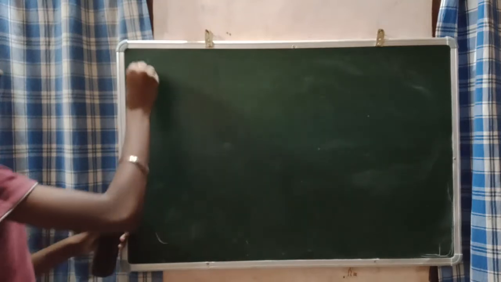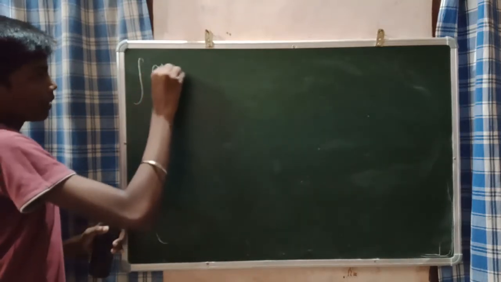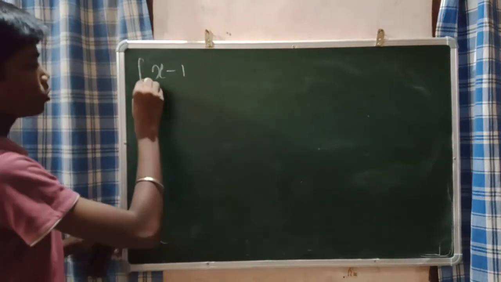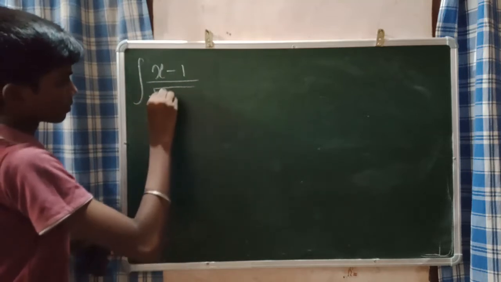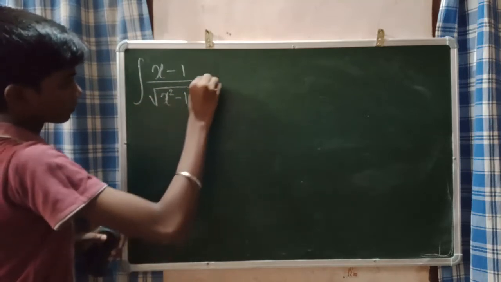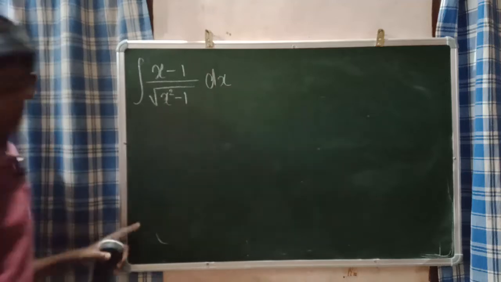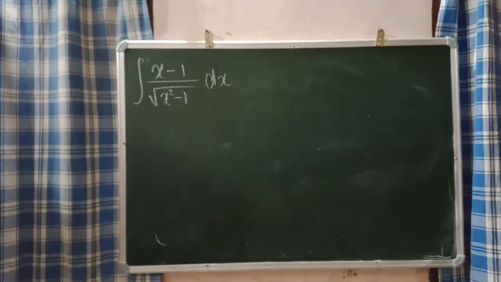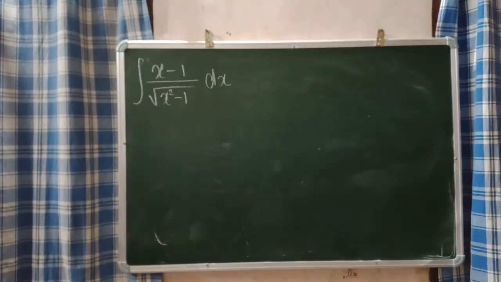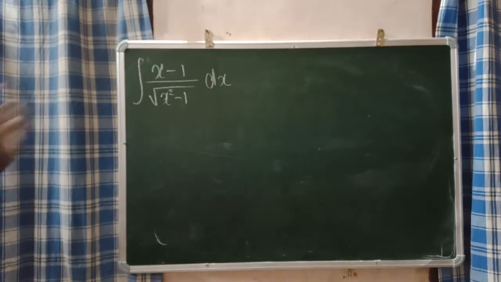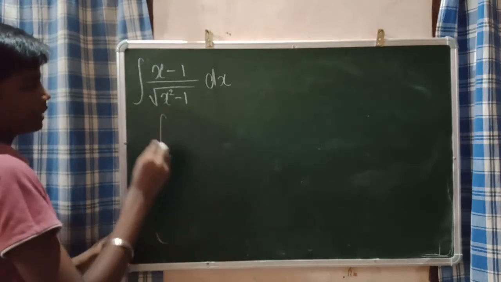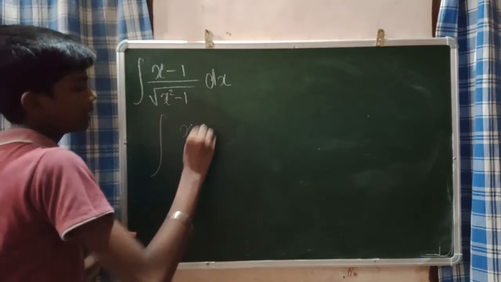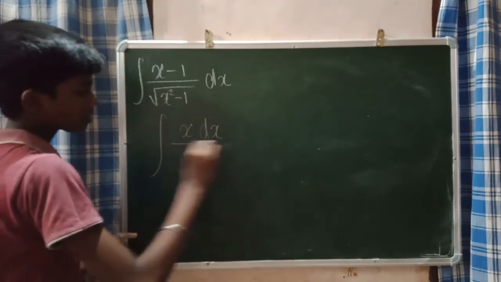Your 7th one is the integral of x minus 1 divided by root of x square minus 1. So guys, for this integral, you need to split this integral into two parts. How am I going to split it? Listen carefully.